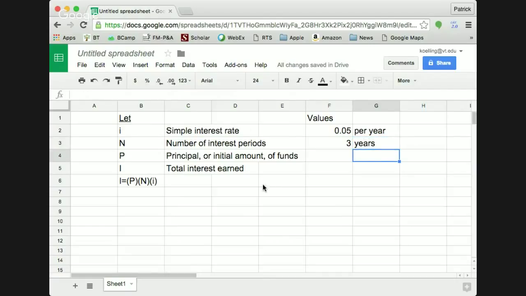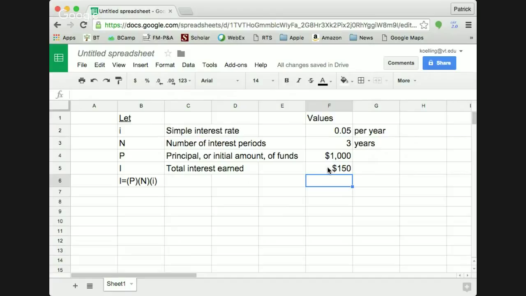And the principal, or initial amount of funds, is, let's say, I don't know, $1,000. What is our total interest earned? Well, if we follow the formula as presented there, our total interest earned would be equal to P, the $1,000, times N, 3 years, times the interest rate, or 5% per year, $150. And we know that 5% of $1,000 is $50.